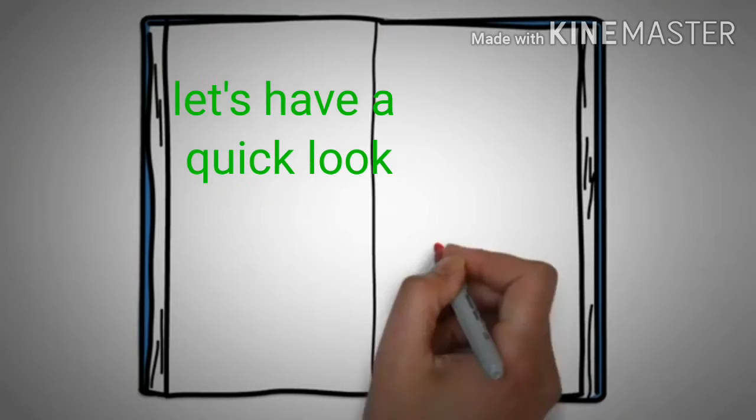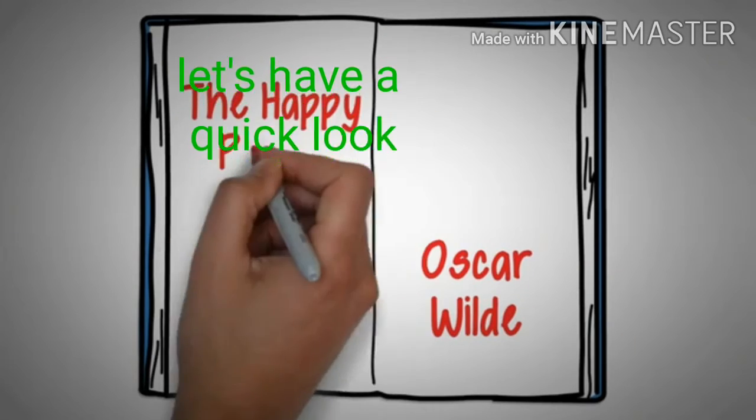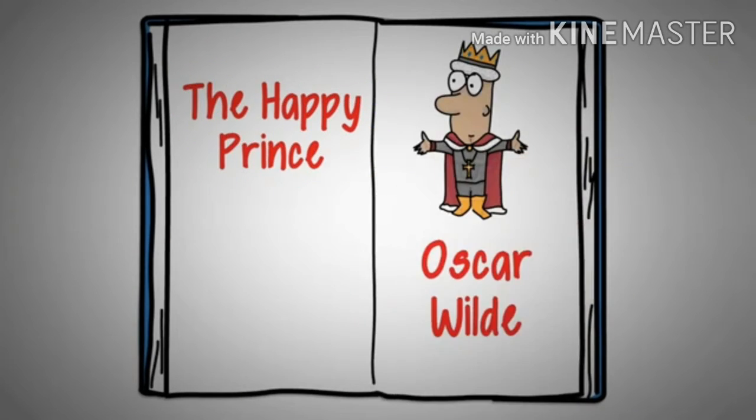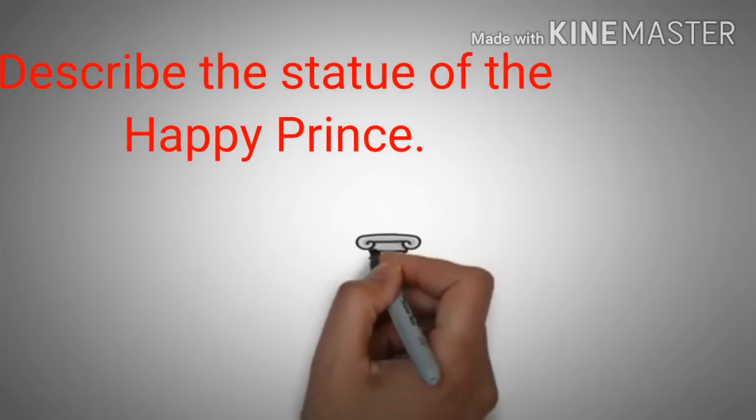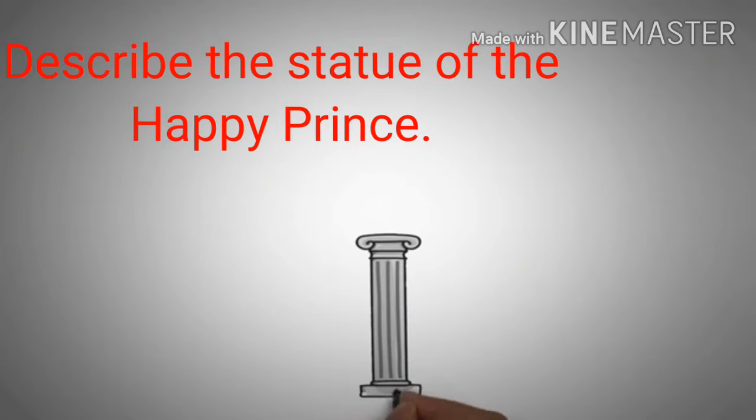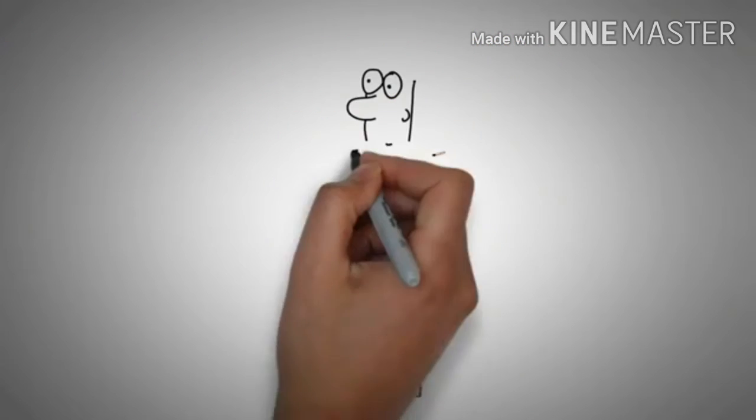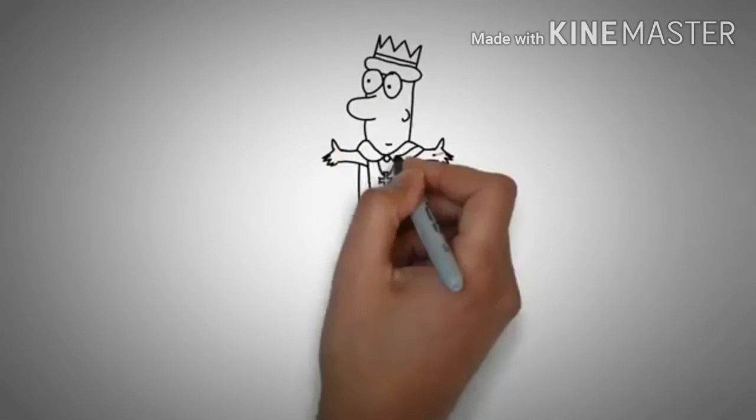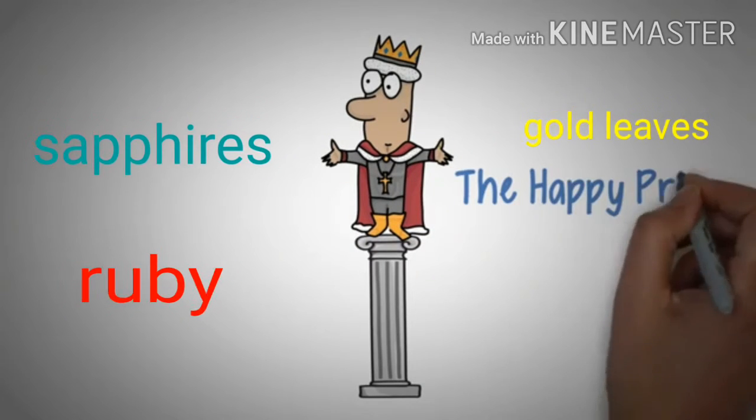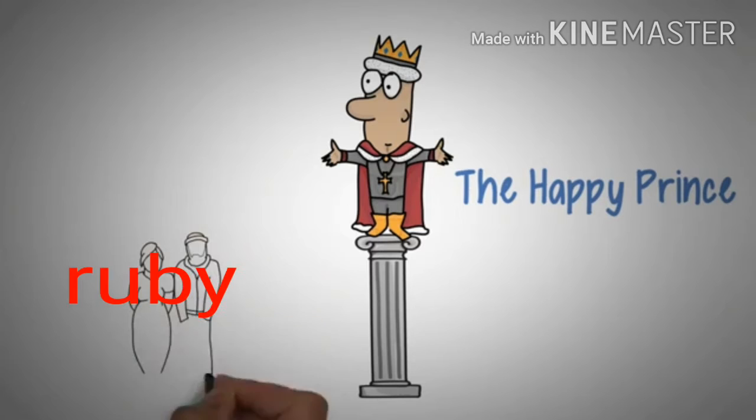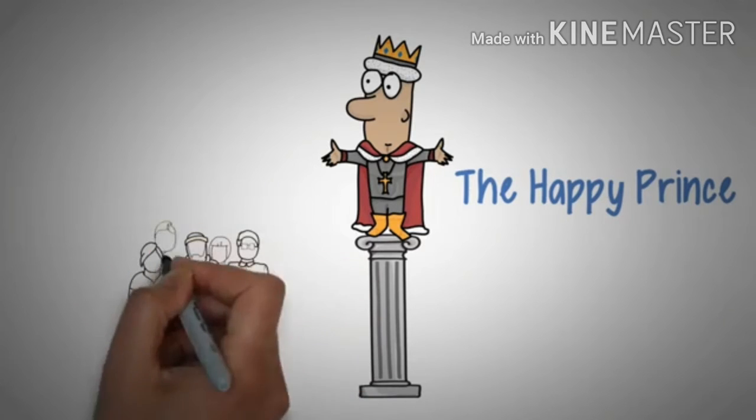The Happy Prince was published by Oscar Wilde in 1888. The story opens with the description of the statue of the Happy Prince. He stands high up on a tall column overlooking his city. He's decorated in fine jewels and gold leaf. His eyes are sapphires and the hilt of his sword is topped with a huge ruby. His people admire him so much.